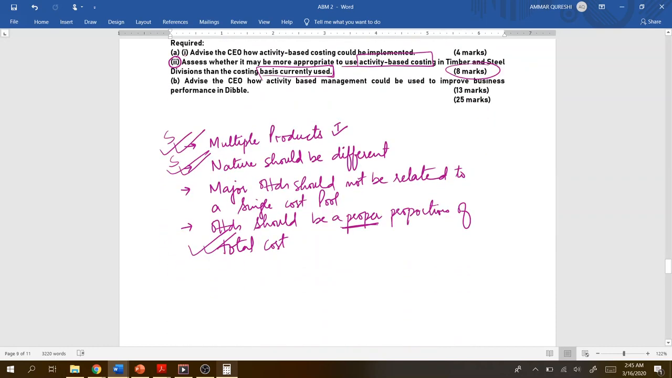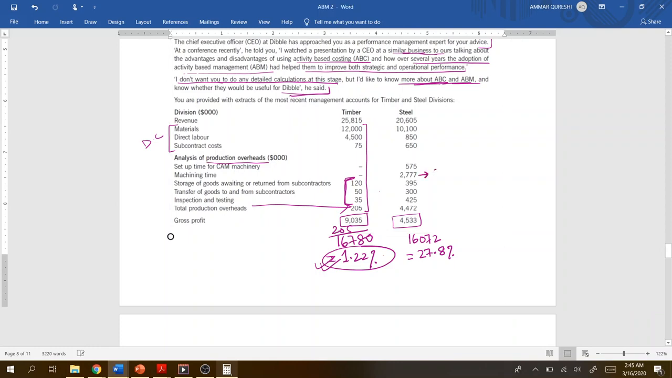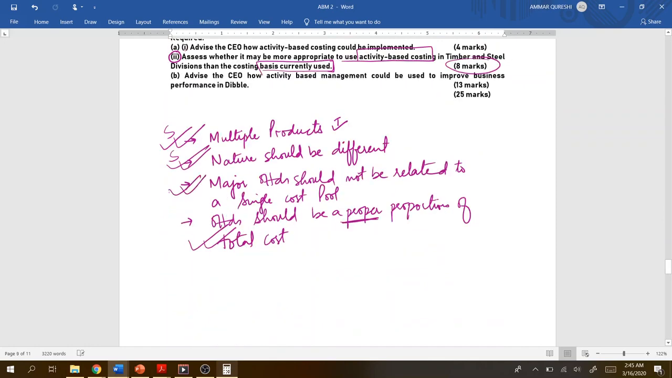Now let's see if major overheads are related to a single cost pool or not. Let's see. 2777 divided by 16072. Sorry, 2777 divided by 4533. It's 61%, right? So 61% of overheads are related to a single cost pool. That means if the company uses activity-based costing, then 39% of overheads will be distributed in a different manner, right? So that means all four conditions have been met for the steel division. So the steel division should use activity-based costing.